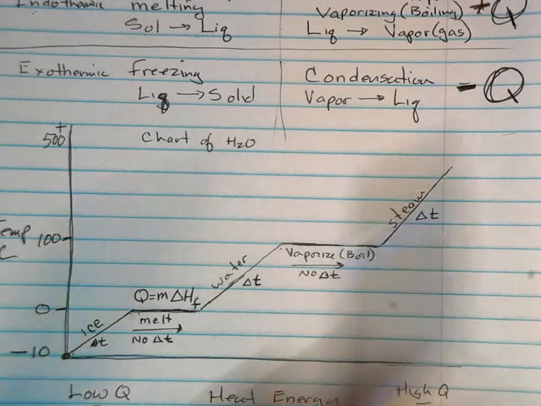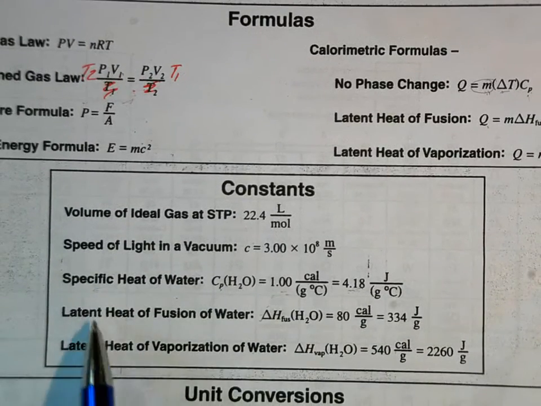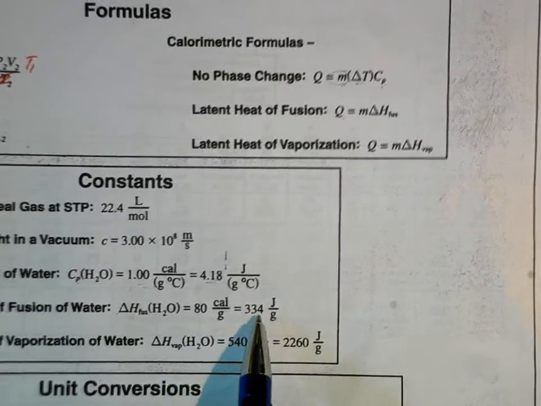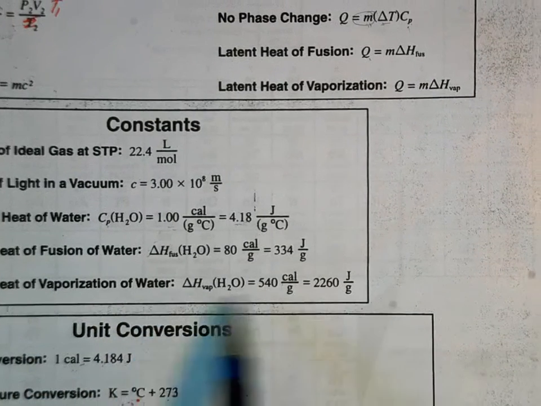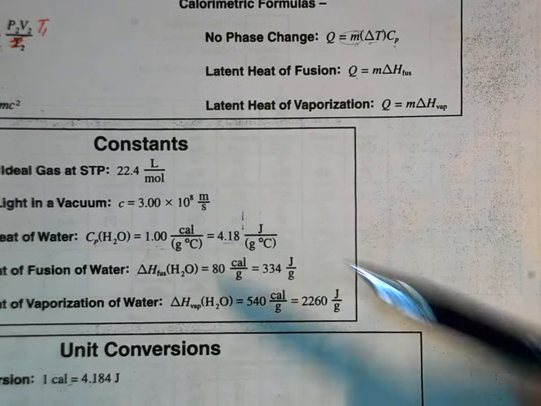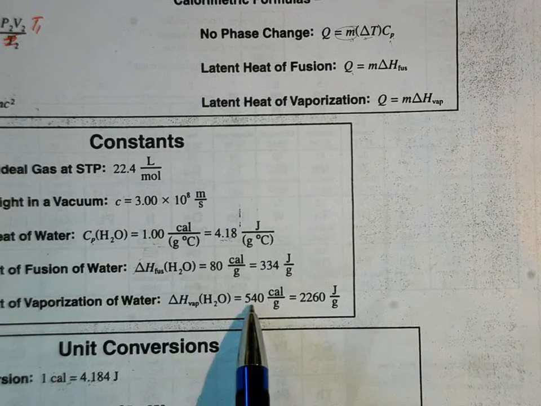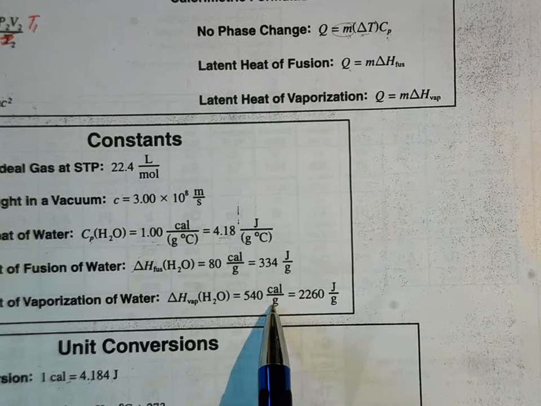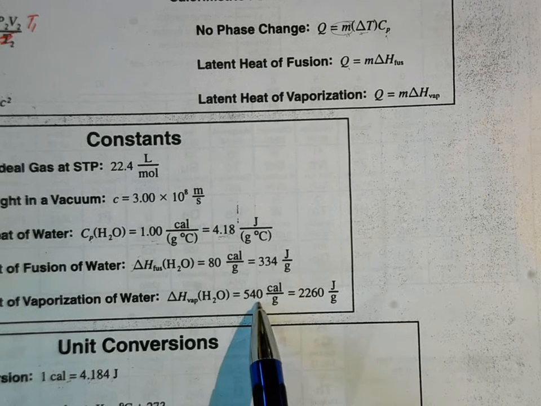And guess what? Here's your lovely periodic table, and look right there, latent heat of fusion of water. We have 80 calories per gram or 334 joules per gram. We also have the heat of vaporization of water, 540 calories per gram, or 2260 joules. What this means is that you would need to add 540 calories of energy to 1 gram of water to change it into steam. So for every gram of water, it's going to take 540 calories to change it into steam.